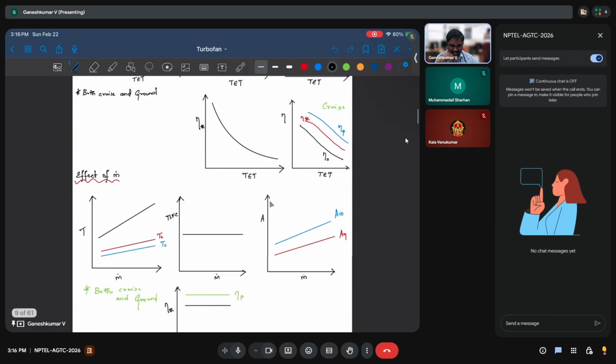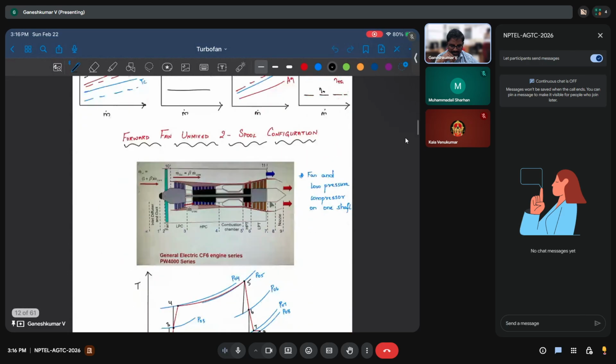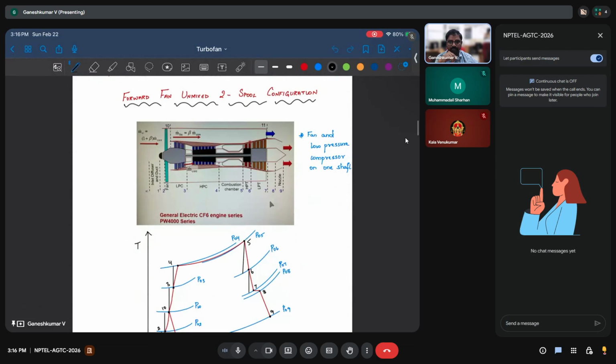So this is what we studied in the last week. In the next week, we will be studying the forward fan unmixed two spool configuration. Then in two spool itself we have two variants, and then we will also have the three spool configuration. So we will study that in subsequent weeks.